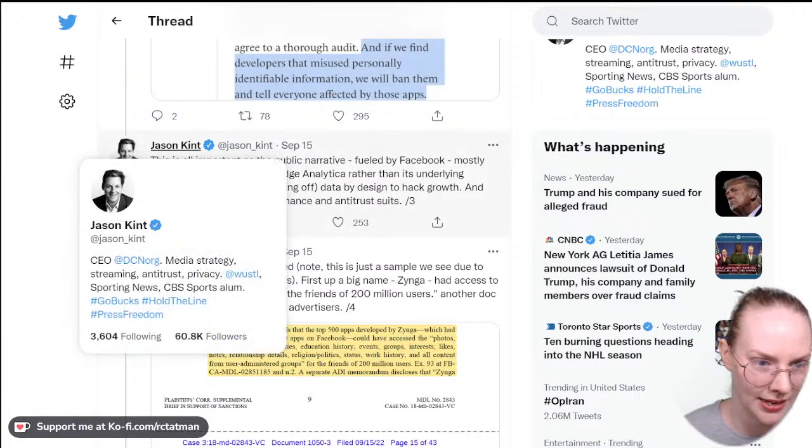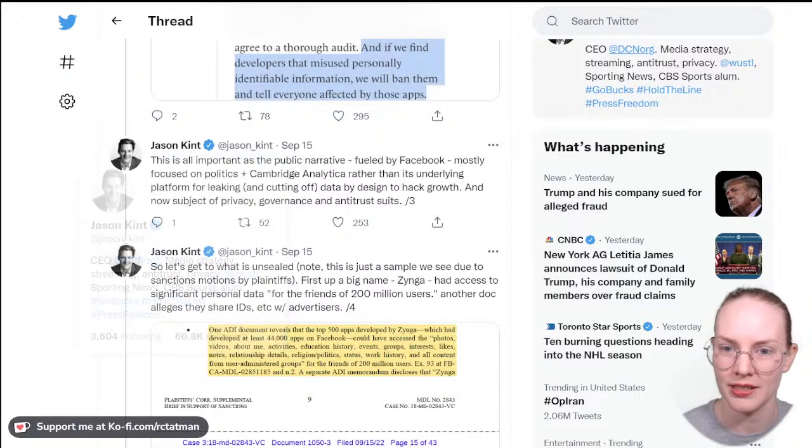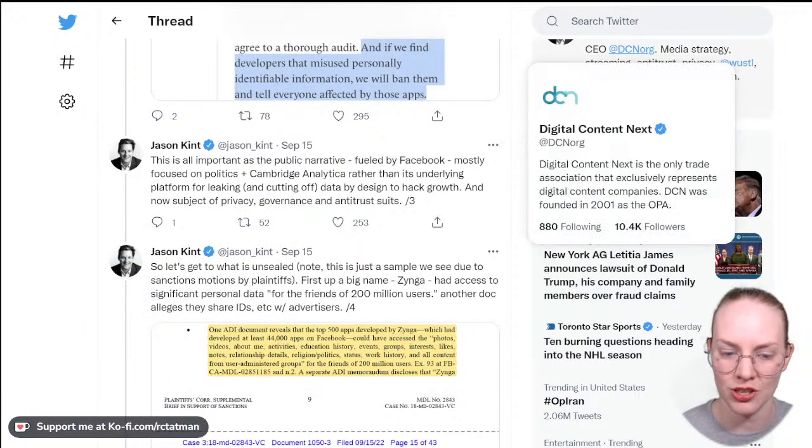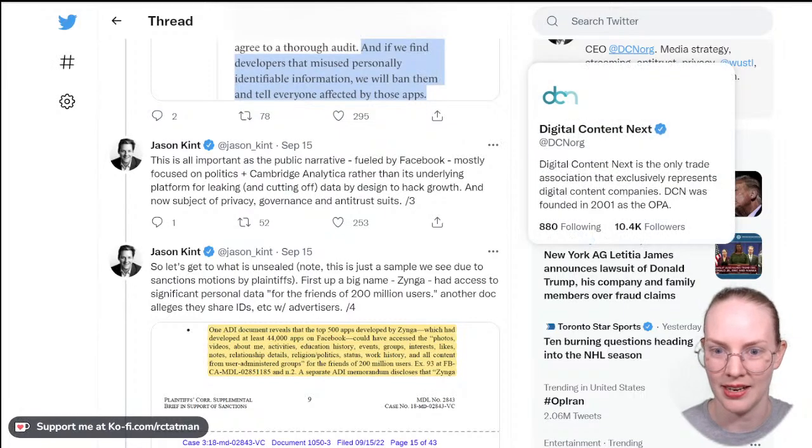Also, by the way, Jason here is the CEO of DCN.org, which is the Digital Content Next organization, a trade association that exclusively represents digital content companies. Right?